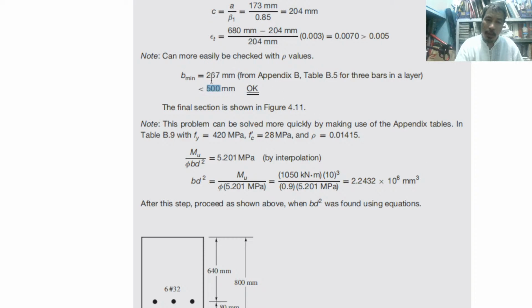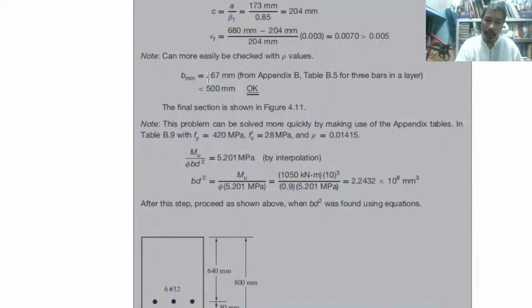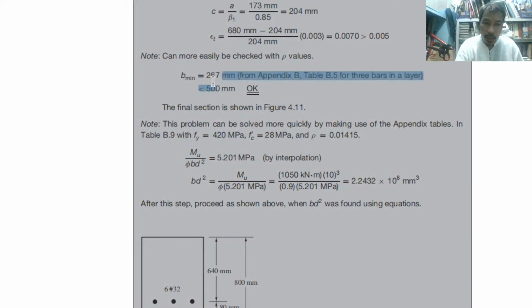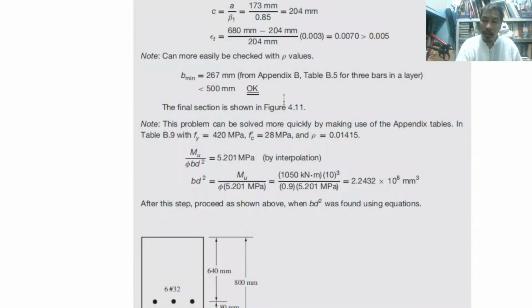So, this is for spacing of the bars. This one is only for spacing of the bars. So, since it is 500, the steel bars will be good in spacing inside the 500 mm. Okay.